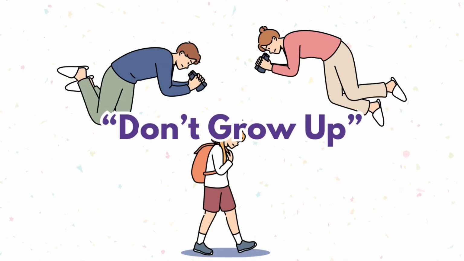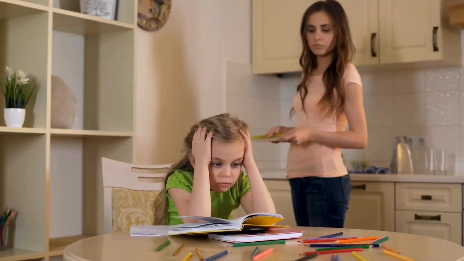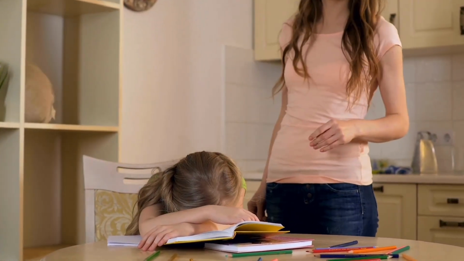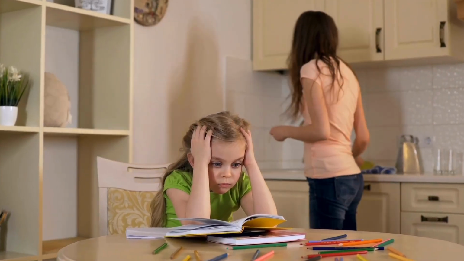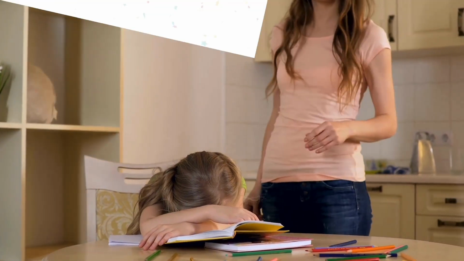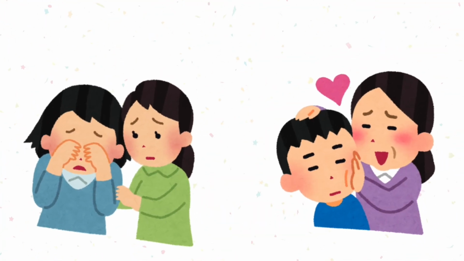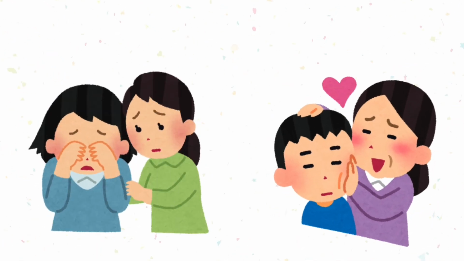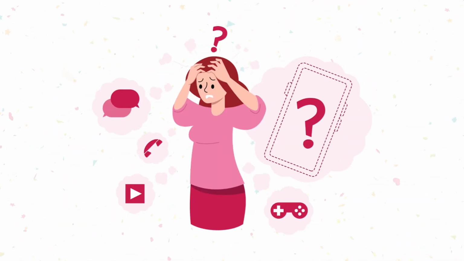Then we have the "don't grow up" injunction. This injunction sends the message that the child should remain dependent and avoid taking on adult responsibilities. It can occur in families where parents are overly protective or fearful of losing their child's dependence. For example, a parent who always does everything for their child, discouraging them from taking on responsibilities, which might inadvertently raise an adult who is fearful of independence and reluctant to take on challenges.